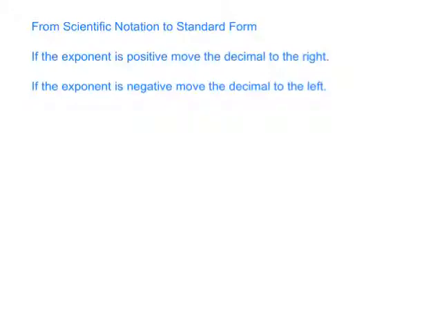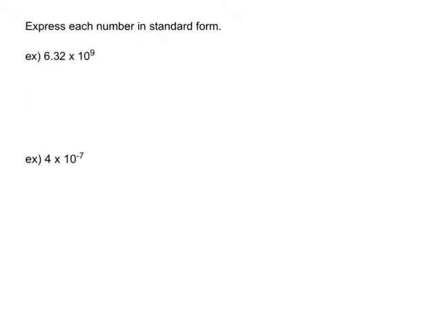So let's make ourselves a little note. If I'm moving from scientific notation to standard form, I know that if the exponent is positive, I'm going to move the decimal to the right. And if the exponent is negative, I'm going to move the decimal to the left. Go ahead and pause the video and try these two on your own.